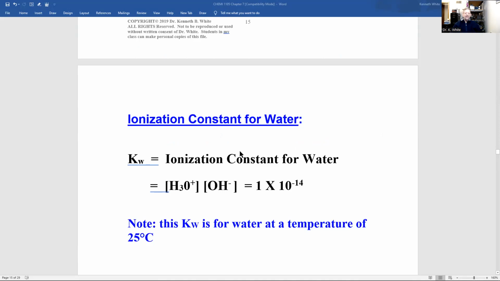Now, it turns out there's a constant, a number you can calculate that's called Kw. I wish it was after me, Kenneth White, but it's not. This was discovered long before I was born. But hold on one second, I got to turn something off.